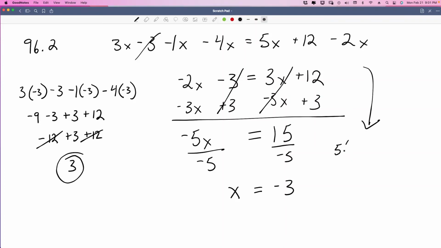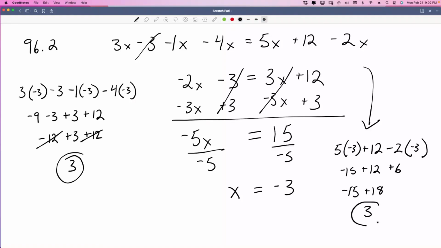So I have 5 and x is negative 3 plus 12 minus 2 and x is negative 3. Right? So that's going to be negative 15 plus 12. Negative negative is going to be plus 6. So it's negative 15 plus 18, and that's going to be a positive 3. 3 is equal to 3, right? So we know that we solved for the right number because we got this side to be equal to this side. That's all you're trying to do.